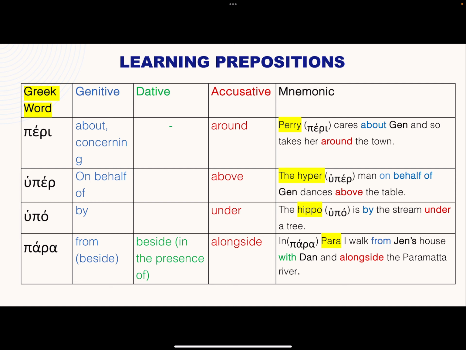Now, for the ones that have three different meanings, for instance, para, the last one there on the list, I have to have a slightly more complicated sentence because it has three meanings. So in para, I think of Parramatta. In para, I walk from Jen's house, that's my genitive, I walk from Jen's house with Dan and alongside the Parramatta River. So I've got from, with, alongside. So from is my genitive, with is my dative, and alongside is my accusative meaning.